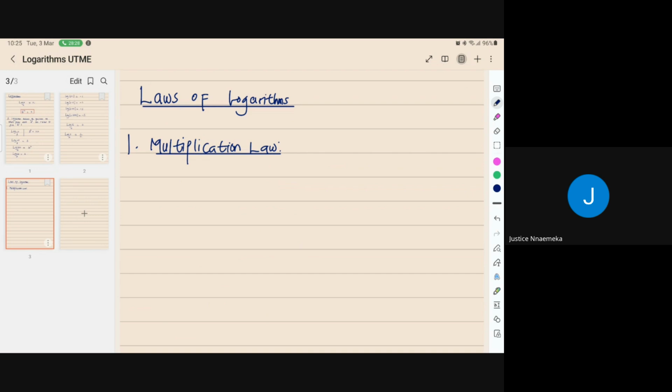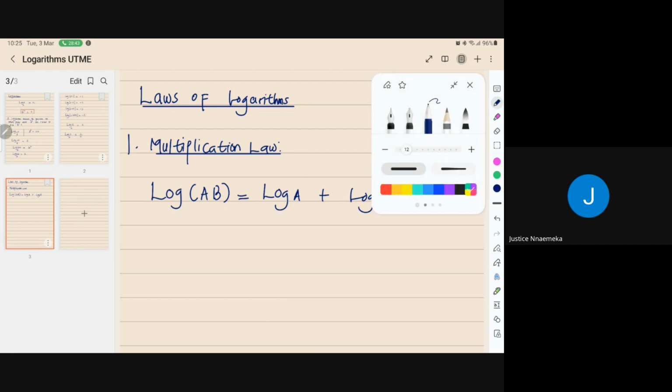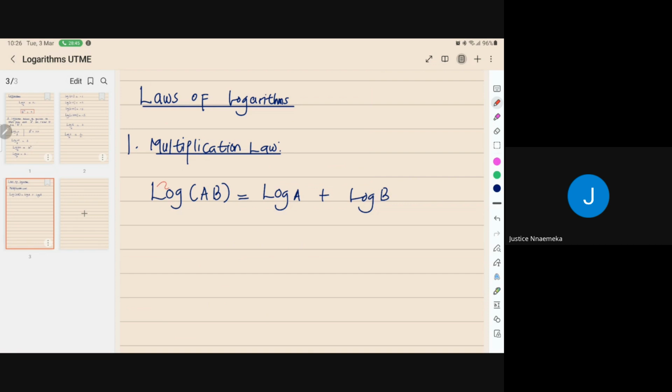So now the multiplication law says that if I have log AB, it is equal to what? You can expand it now: log A plus log B. Remember that this is only possible if they have the same base, right? If they have the same base, then this is possible.